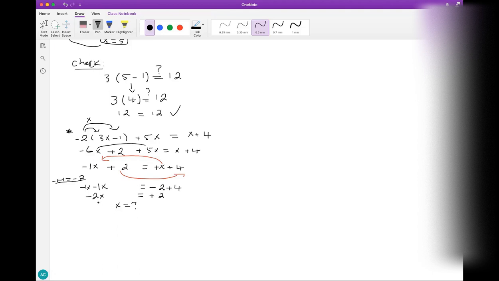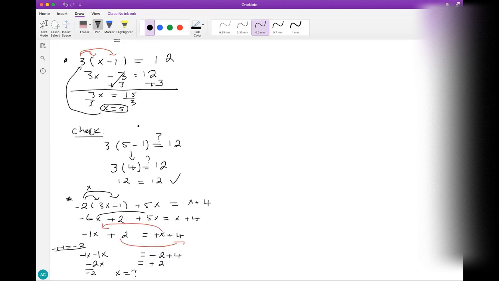One last step to isolate this x. What do you do? Divide by negative 2. Exactly, divide by negative 2 on both sides. So it's not a plus 2. We have to divide. We have to cancel this number. Remember, this is a multiplication here. We want to cancel this number, so we're going to divide it by itself. If it's negative 2, we divide by negative 2. It's not add 2 or positive 2.